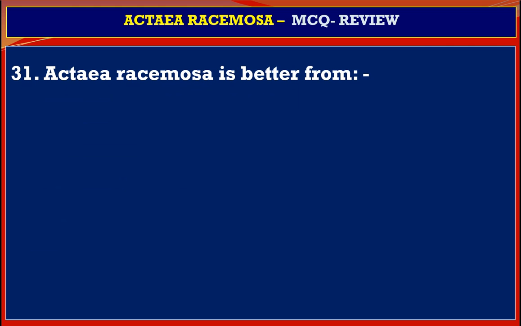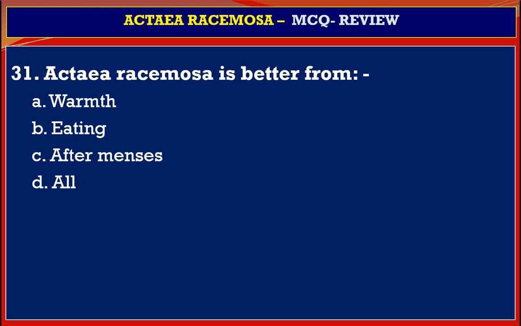31st MCQ is Actaea racemosa is better from A. Warmth, B. Eating, C. After menses, D. All of above. Answer is D, all of above.